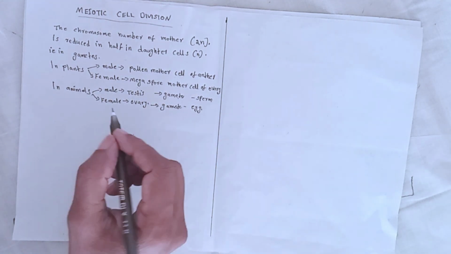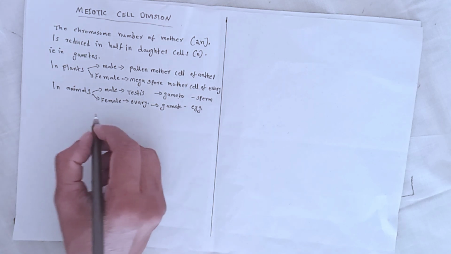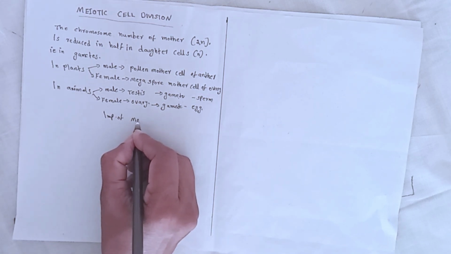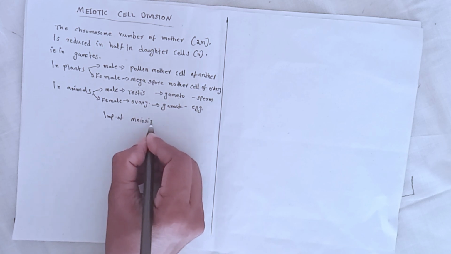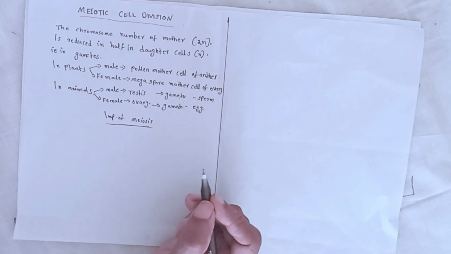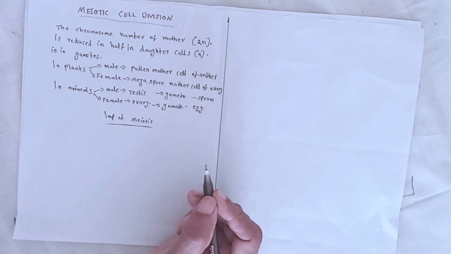Next topic: what is the importance of meiosis? What is the importance of reduction division or meiosis? The number of chromosomes remains constant in a species generation after generation.